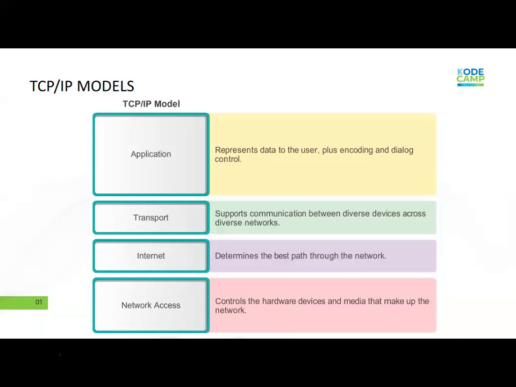Now, this internet layer encompasses the session, transport, and network layer in the OSI model. It's a more simplified framework that encompasses those session, transport, and network layers. Then there's the network access layer, which controls the hardware and the physical devices that make up the network. So this network access layer encompasses the physical and data link layer in the OSI model.